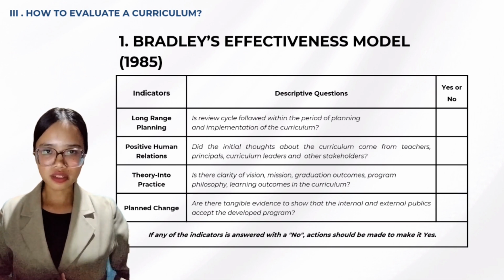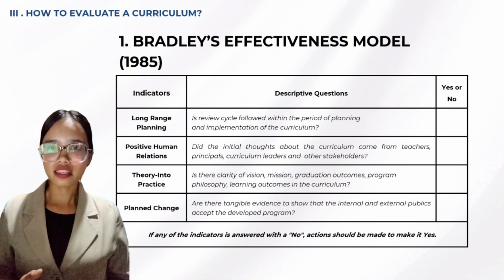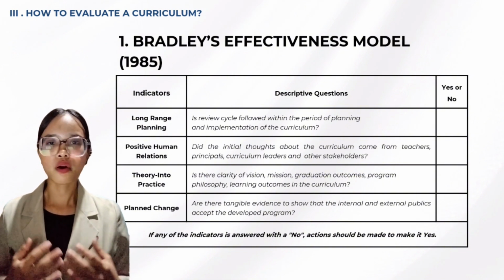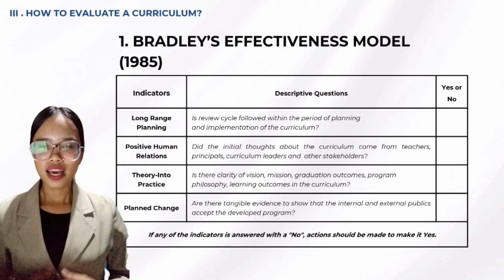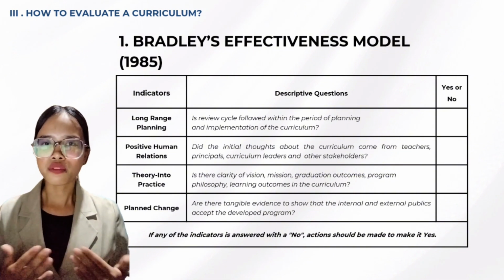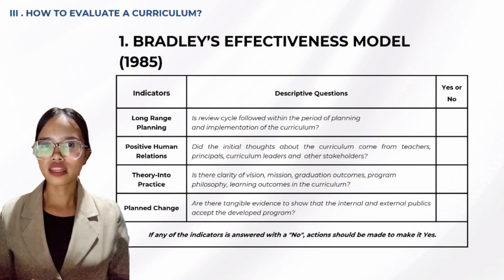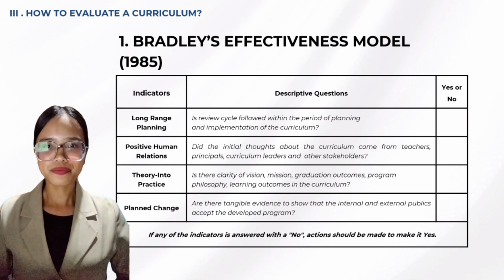Another indicator is the theory into practice. So this checks for clarity of vision, mission, graduation outcomes, program philosophy, and learning outcomes in the curriculum. And another one is the planned change. So this asks if there is tangible evidence to show that the internal and external publics accept the developed program.